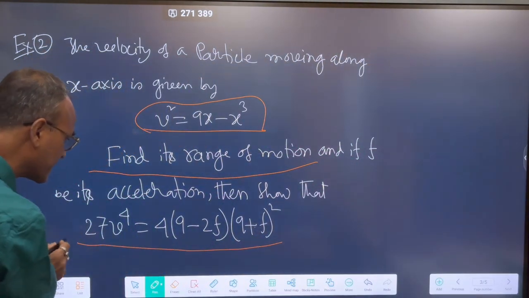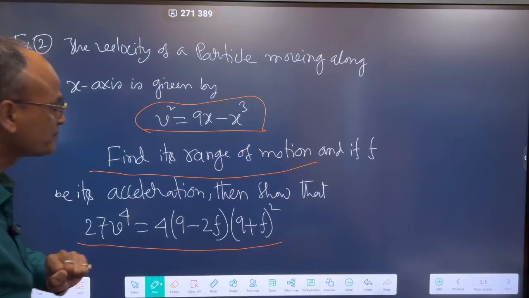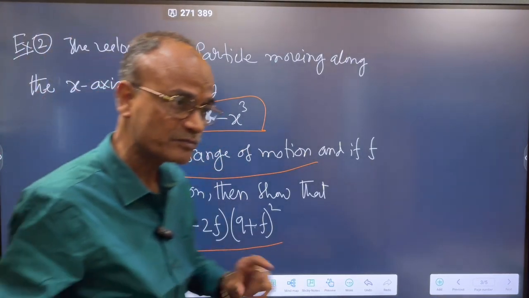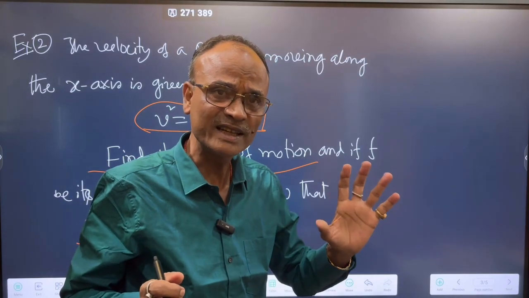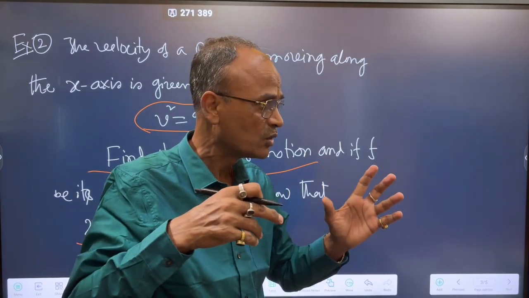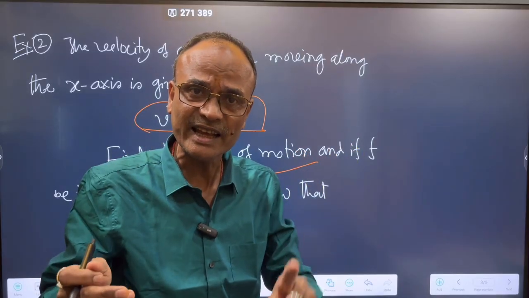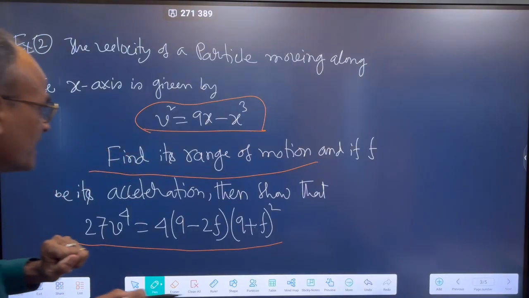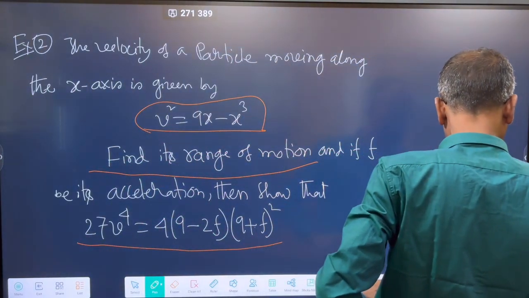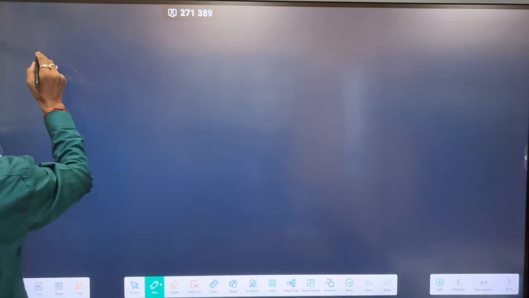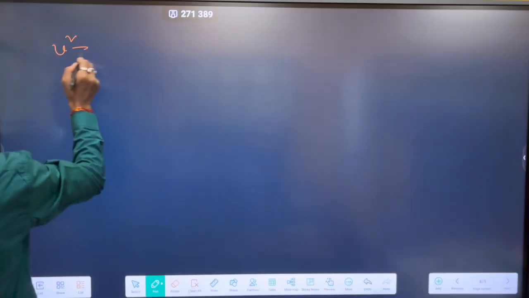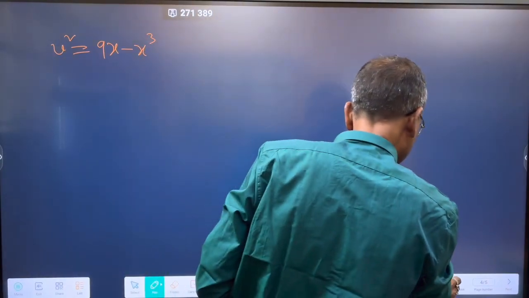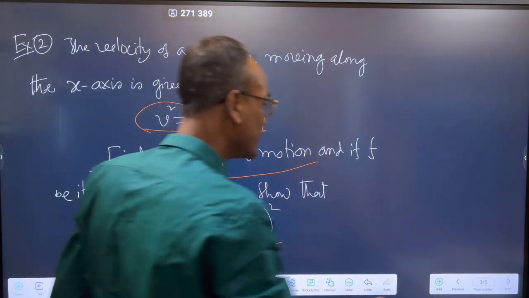What we have to show involves v and f, but no x. This means that we have to eliminate x. We have to find the relation which contains v and f but not x. V square equals 9x minus x cube.